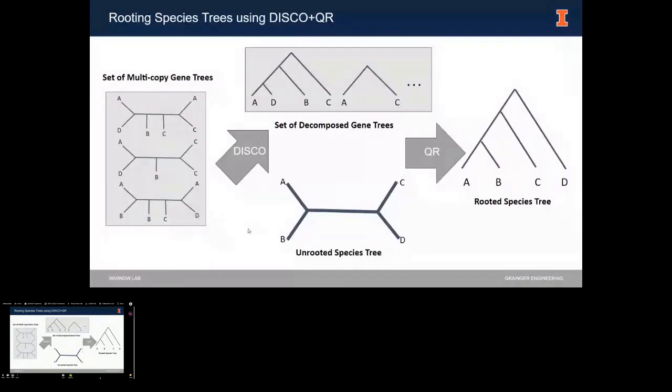So, in pictures here, we have our set of multi-copy gene trees. We decompose them, and we have our set of decomposed trees. We have an unrooted species tree, which we could either have used a species tree estimation method to derive from this set of decomposed trees, or we could get it from anywhere we want. But what matters is we have this set of decomposed gene trees and this unrooted species tree, and we can give both of these to QR, and at the end of the day, we should end up with a rooted species tree.